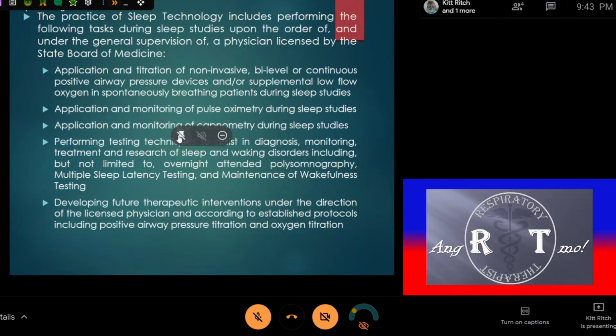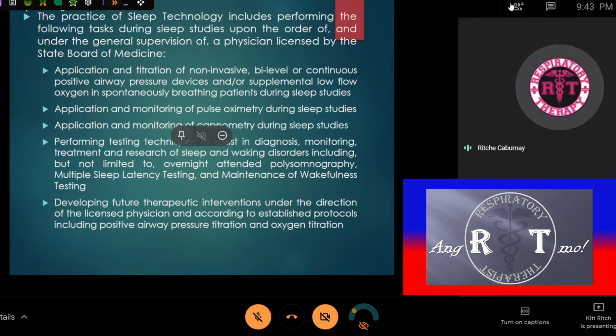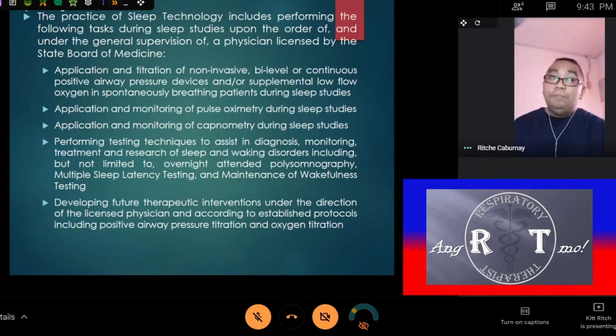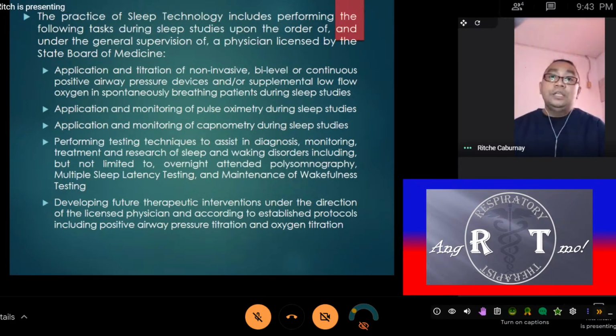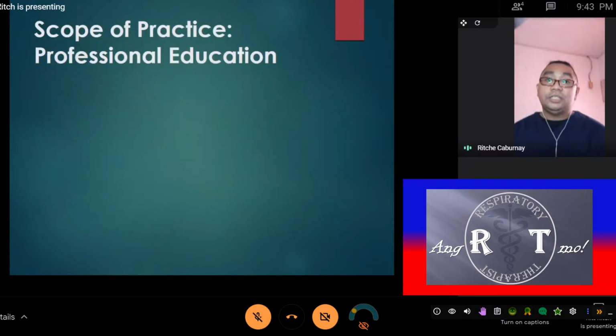Also, performing testing techniques in diagnosis, monitoring, and research for sleep and waking disorders, including but not limited to, again, overnight attended polysomnography, MSLT, MWT. So it is a must that you also perform MSLTs and MWTs aside from overnight polysomnography. And of course, you need to develop future therapeutic interventions under the direction of a licensed physician. Of course, when you say therapeutic interventions, that means the application of positive airway pressure titration and oxygen titration.